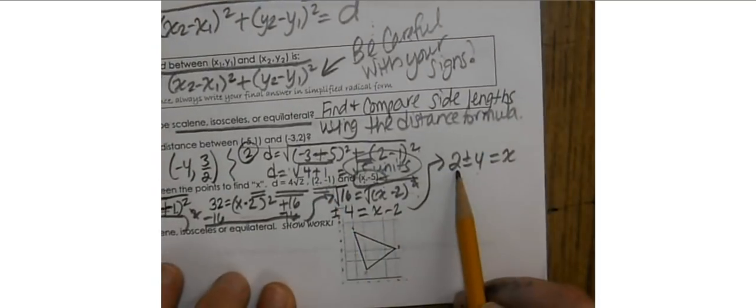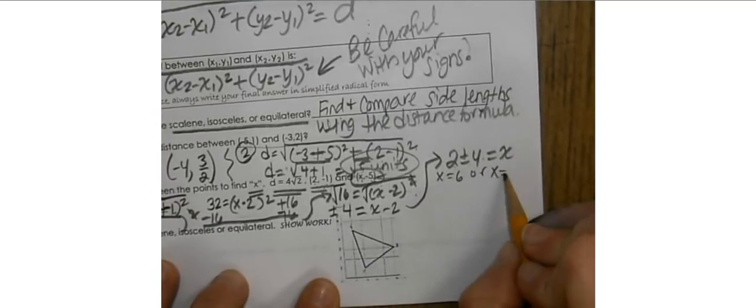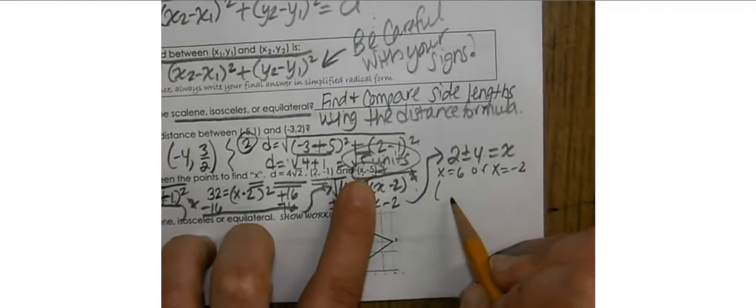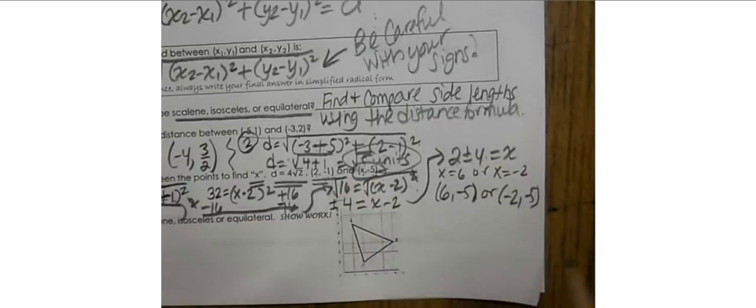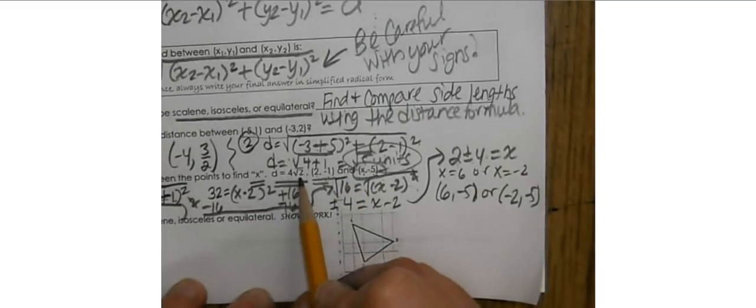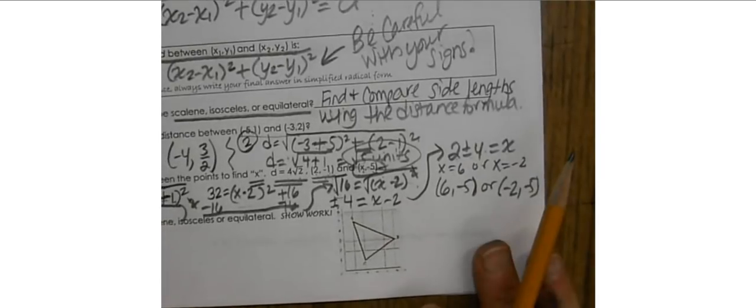So my first answer is going to be 2 plus 4, which is 6, so x could equal 6, or 2 minus 4, which is negative 2. So what that means is that our ordered pairs, if I were to plug that value of x into my ordered pair, we would have 6, negative 5, or our ordered pair would be negative 2, negative 5. And both of those ordered pairs are 4 square roots of 2 units away from 2, negative 1. That's what this means. So just be prepared that for these types of problems, you may end up with more than one answer, more than one solution.